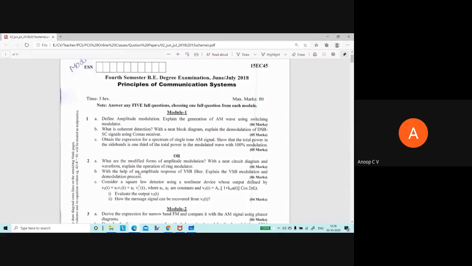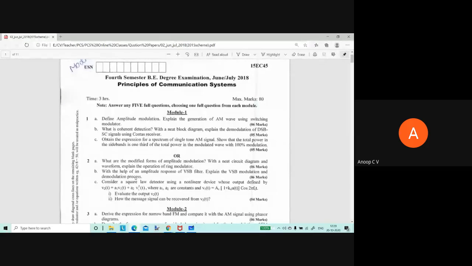Then, what are the modified forms of amplitude modulation with neat circuit diagram and waveform? Explain the operation of ring modulator. So what are the modified forms of amplitude modulation? We had standard AM, the basic and simplest one. But in order to have better power performance, we went for DSB-SC, where carrier is suppressed. And further, to have improved spectral efficiency or bandwidth efficiency, we went for SSB and VSB. These are the first class itself, where we started with the comparison. That sort of comparison is what is expected here.